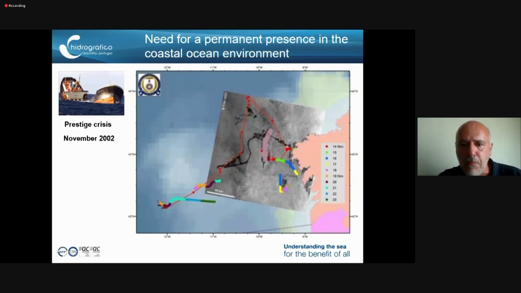Now, major crises at sea are, for us, also opportunities to evaluate what is missing, what we need to improve. And in 2002, we had this main crisis, the Prestige oil spill crisis, where this big tanker just sank several hundreds of kilometers offshore the Portuguese-Spanish coast, and the big spills were then moving towards our coastal ocean area.